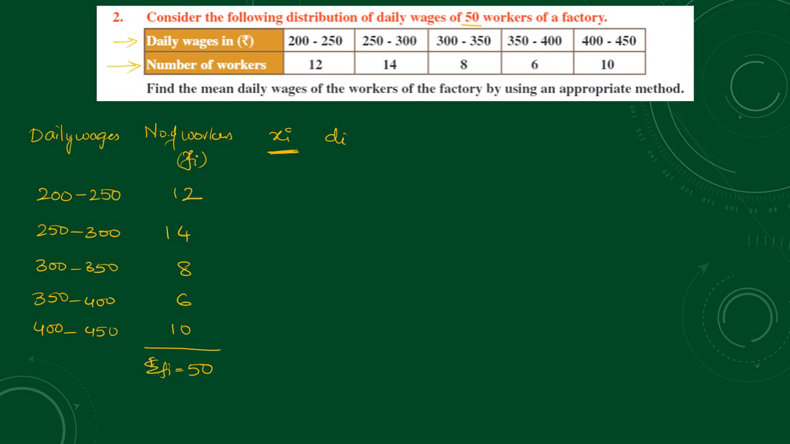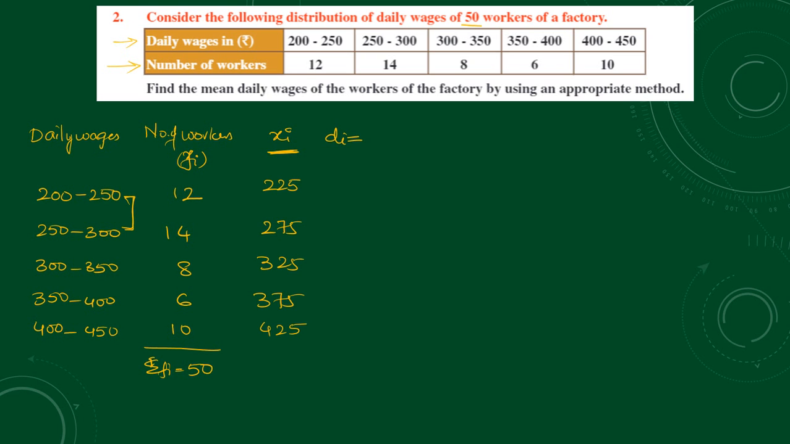Next Xi. What is Xi here? Xi is nothing but the mid value, right? What is the mid value of 200 and 250? Simply you can consider 225, because 200 plus 250 is 450, and half of 450 is 225. Next, what is the difference? 50, so just add 50. This becomes 275. Next, this is 325. This is 375. Next, this is 425. So directly I got the mid values.